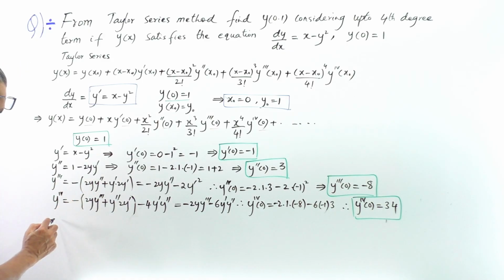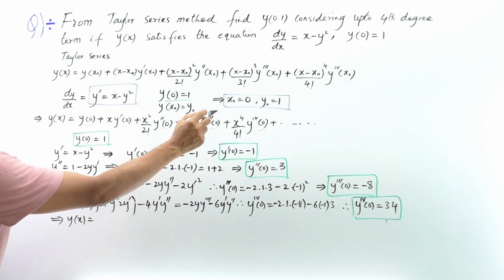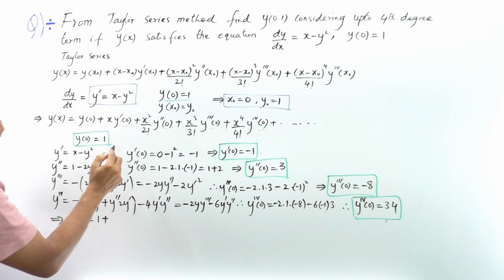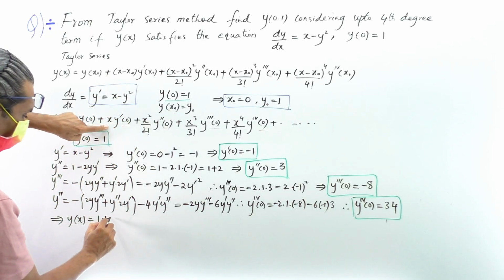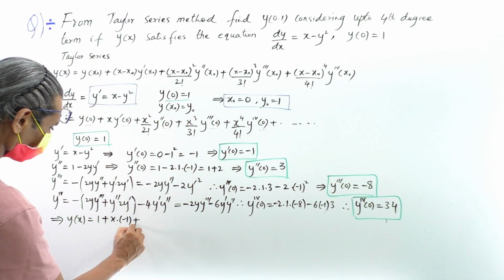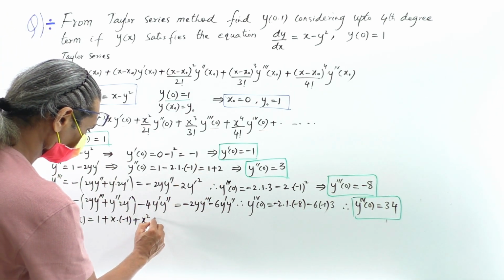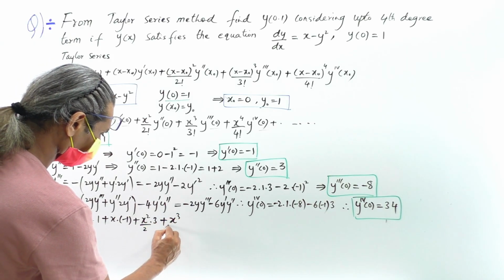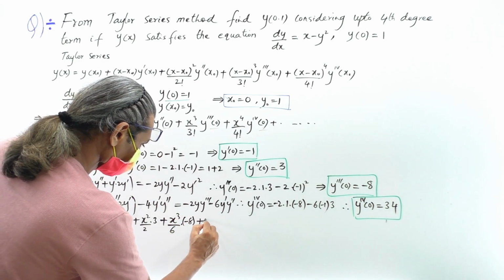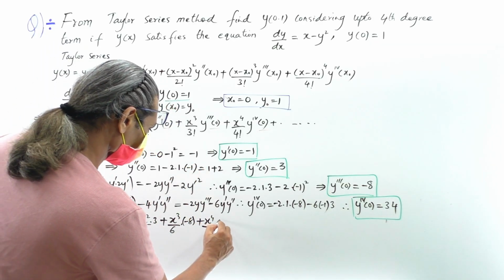Therefore the Taylor series is given as y of x is equal to y of 0, which is 1, plus x into y dash of 0, which is minus 1, plus x square by 2 factorial, which is 2, into y double dash 0, which is 3, plus x cube by 3 factorial, which is 6, into minus 8, plus x to the 4 by 4 factorial, which is 24, into how much? It is 34.